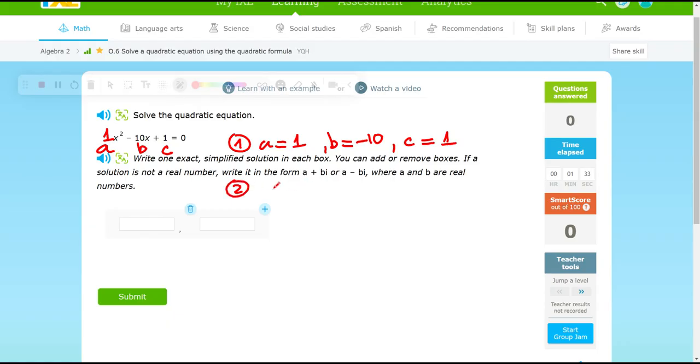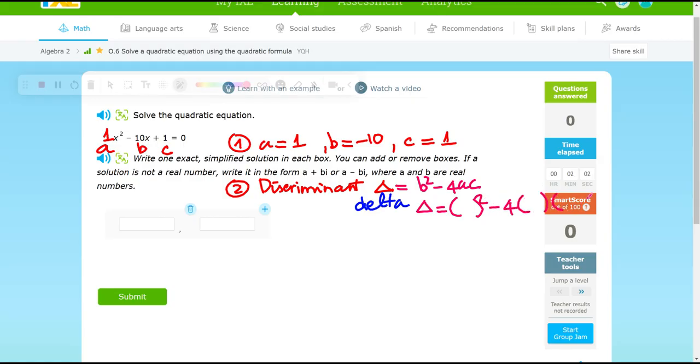Step number 2, you find the discriminant delta. This triangle is called delta. Delta is a Greek character, so let's spell it out. Delta is equal to b squared subtract 4ac. So delta equals b squared subtract 4ac. So let's put the numbers in.